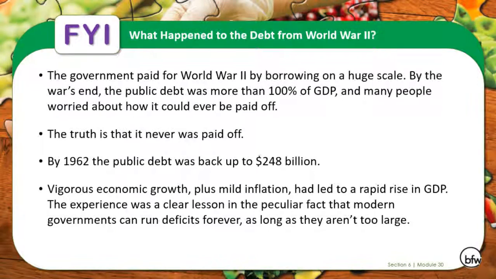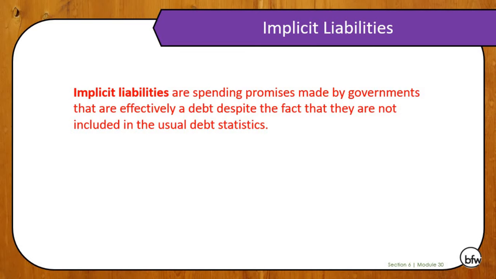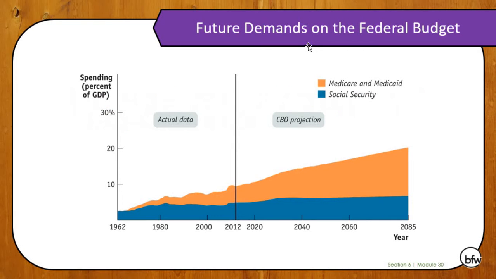One more thing to talk about real quick. Implicit liabilities, I want you to go ahead and write this on the back somewhere, are spending promises made by governments that are effectively a debt despite the fact that they are not included in usual debt statistics. So it's what we are going to have to pay in the future. Programs like Social Security and Medicare are implicit liabilities.